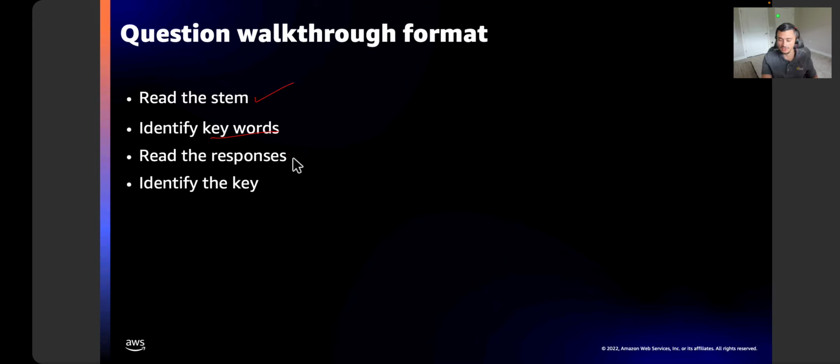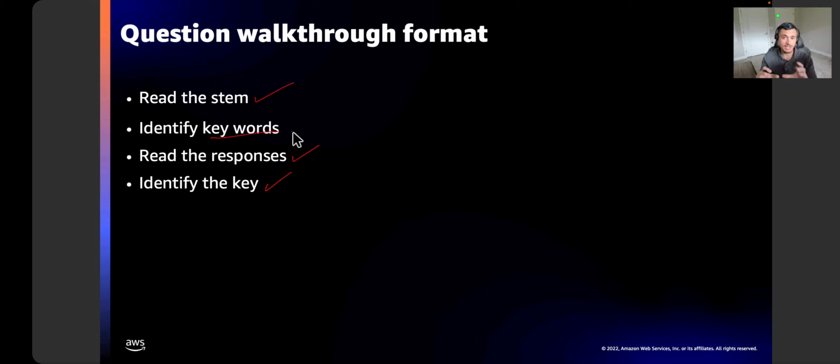So the third step would be to actually read the responses. At this point, we can follow the process of elimination and start eliminating options that are definitely incorrect. And then lastly, identifying the key, right? The key is the answer, essentially, among the distractors, right?